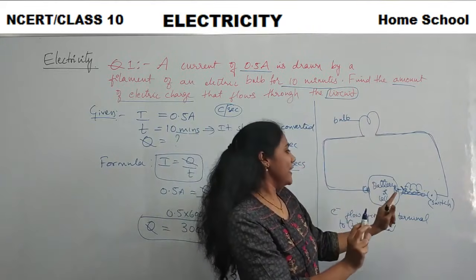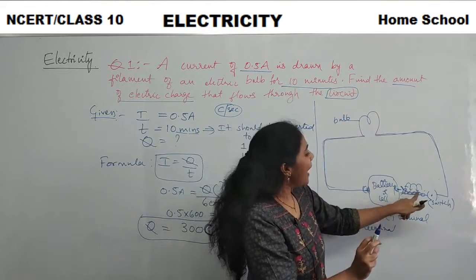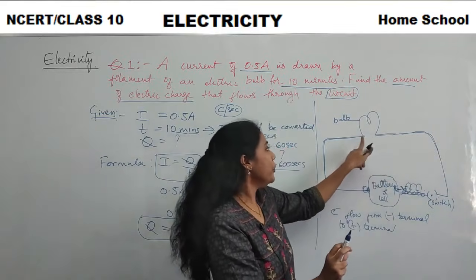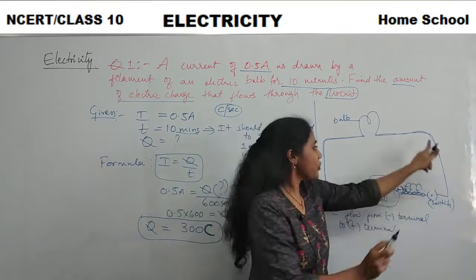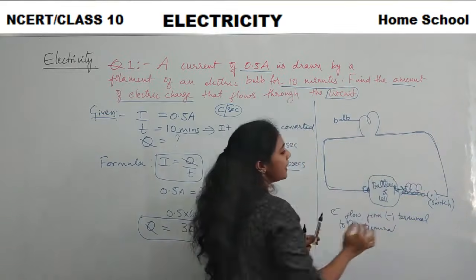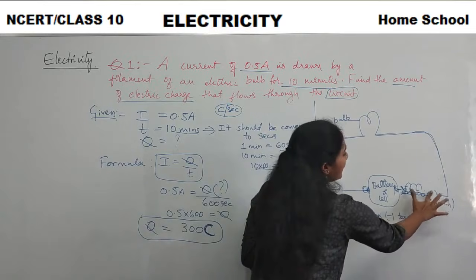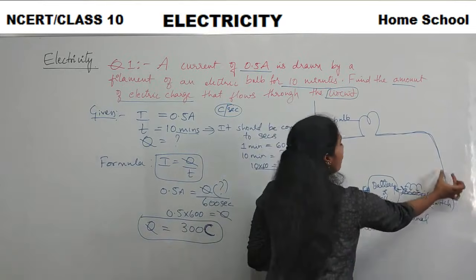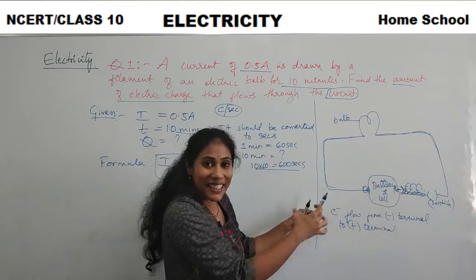And observe one thing carefully. To pass the electrons, the path should be closed. There should not be any disturbance. If I break here, can the flow of electrons continue?